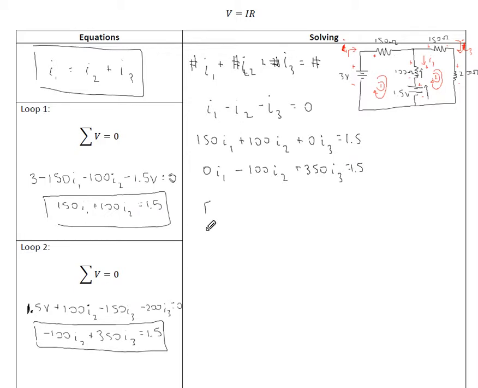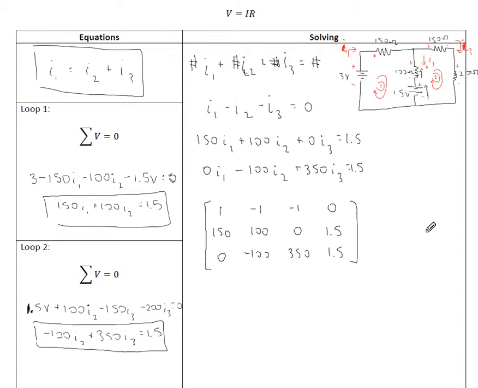So what a matrix looks like is the following. The first column just represents one variable, in this case I1. That's why I put all the I1s on top of each other. Then I2 is the second column, I3 is the third column, and our constant is the fourth column. So you don't have to write any variables. All we're going to do is write down the coefficient in front. So there's 1 I1, negative 1 I2, negative 1 I3, and 0. Then we have 150 I1, 100 I2, 0 I3, 1.5. And then we have 0 I1, negative 100 I2, 350 I3, and 1.5. So that's my matrix. It's a 3 by 4 matrix.